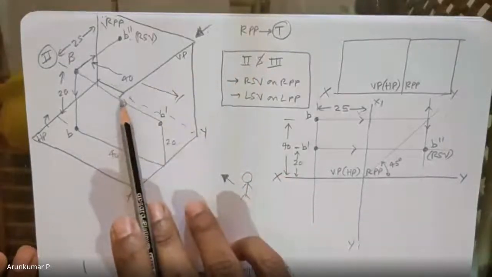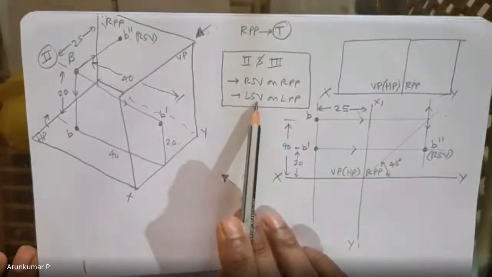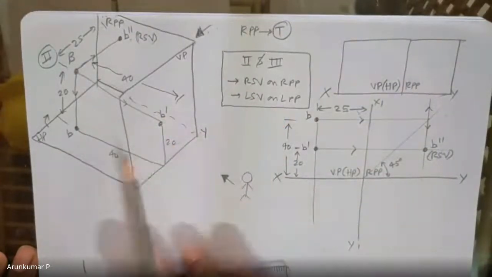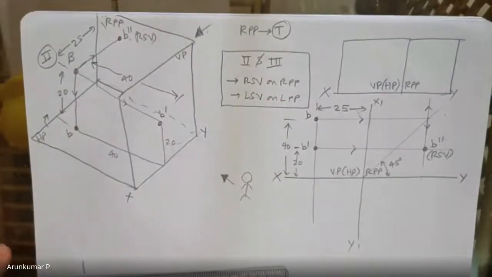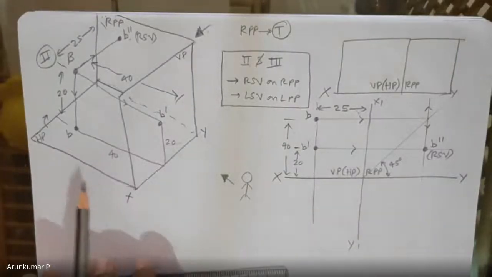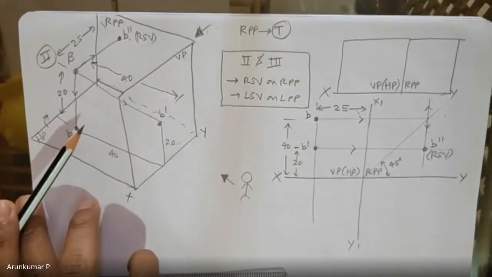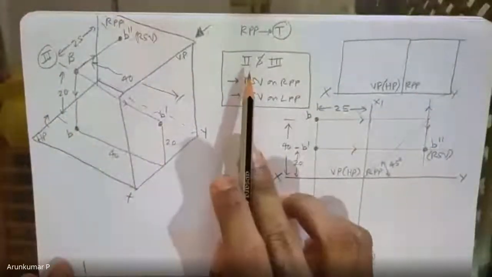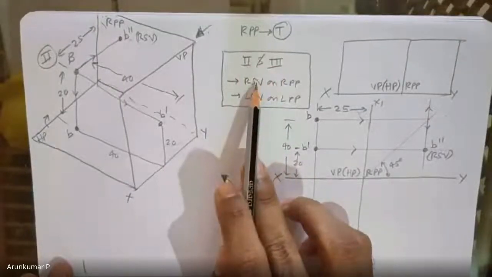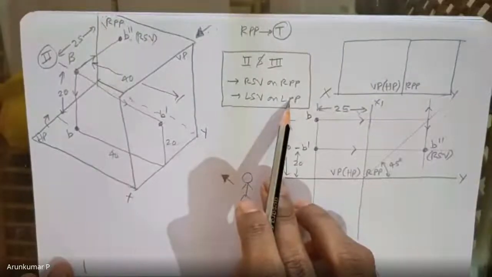Same thing is going to happen for the left profile plane also. You will get the left side view on the left profile plane because you will have to look from the left side. When you look from the left side, the view will fall on the left profile plane. That is why I've written here for the second and third quadrant: right side view on right profile plane, left side view on left profile plane.